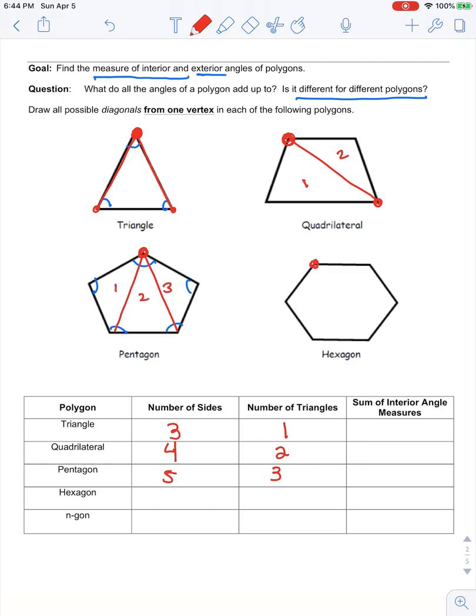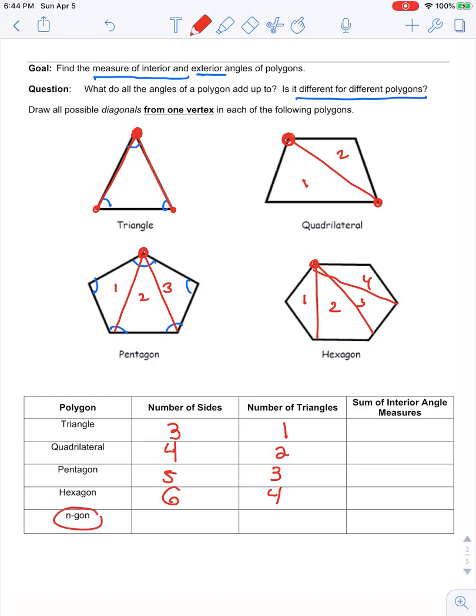Now we'll see that that five-sided pentagon now has three triangles. 1, 2, 3. Our hexagon, pick this one vertex, any of the vertices, and draw the diagonals to all the non-consecutive vertices. And we can see that this six-sided hexagon now has 1, 2, 3, 4 triangles.